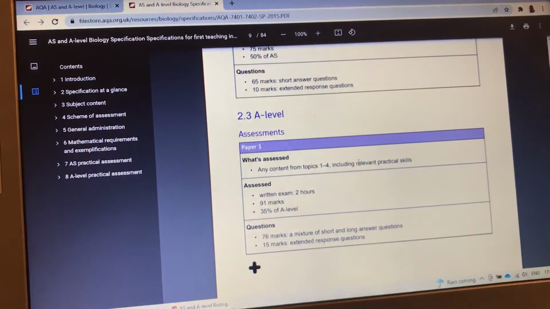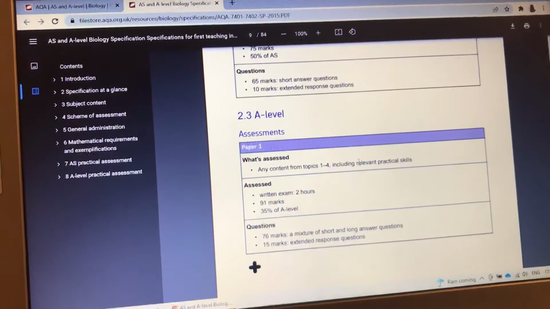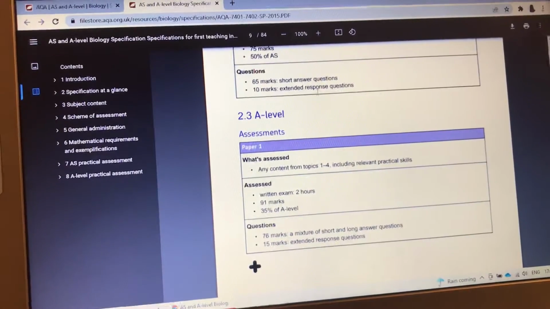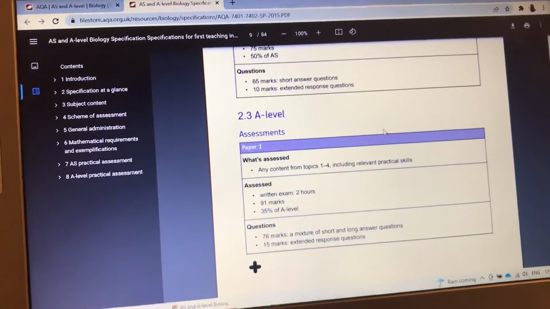Hi Year 13, I've just made you a very quick low-tech video explaining how to tackle your 3 papers in your mock because they've all got slightly different skills attached to them. So I've got paper 1, paper 2, paper 3 from 2017 just on my screen, and I'll talk you through each of them with some advice.